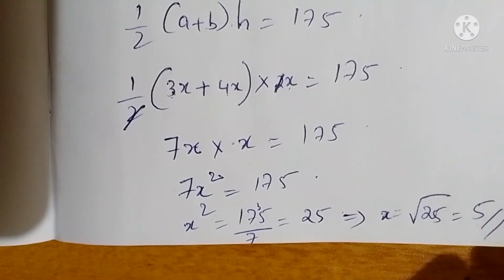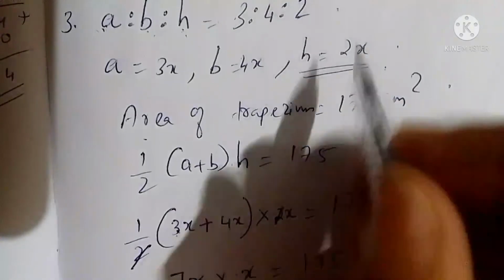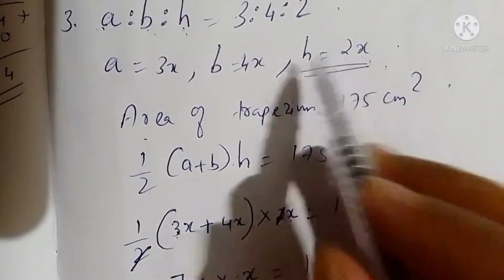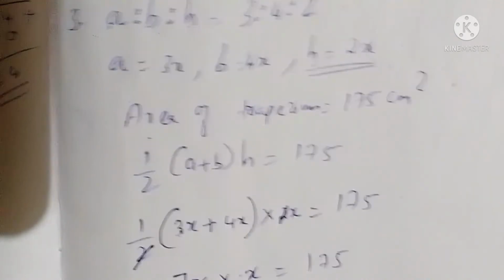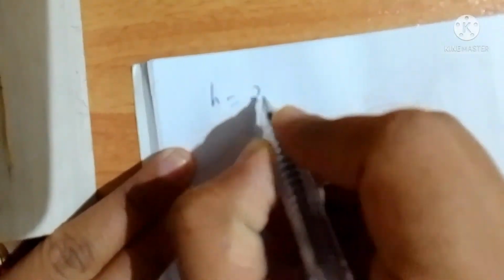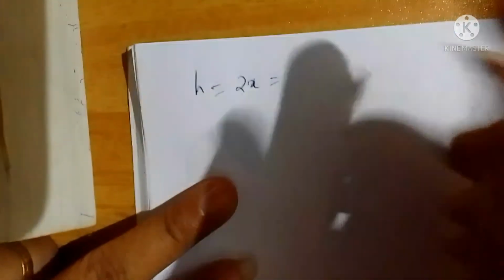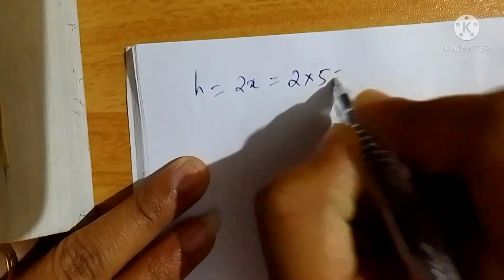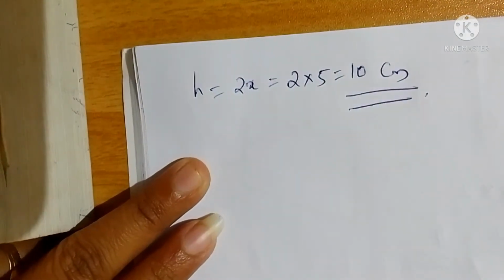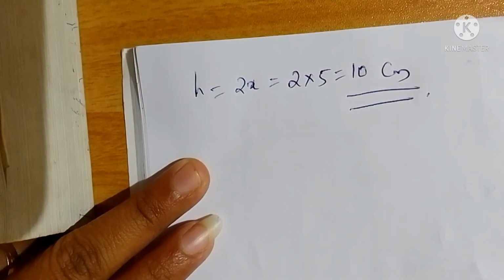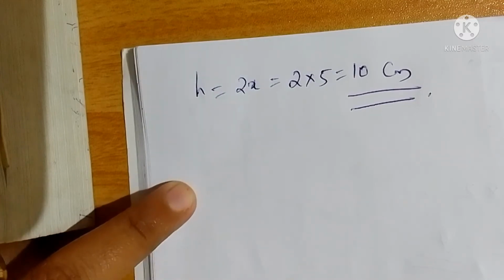We need the height of the trapezium. So height equal to 2x. Substituting x equal to 5, height equal to 2 into 5, you will get 10 centimeter. The unit is given in centimeter. So the height of the trapezium, or the distance between the two parallel lines, is 10 centimeter.